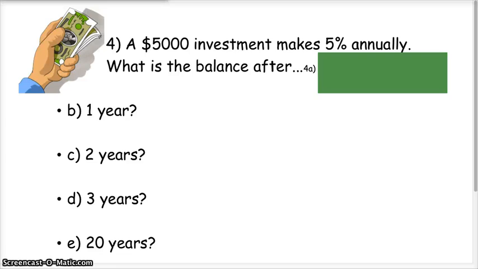Example 4, a $5,000 investment makes 5% annually. What is the balance after 1 year, 2 years, 3 years, and 20 years? Let's first do section 4A. Write the equation to model this situation. We have a $5,000 investment. So where would that go? Well, that's going to go in for A because this is our initial amount.